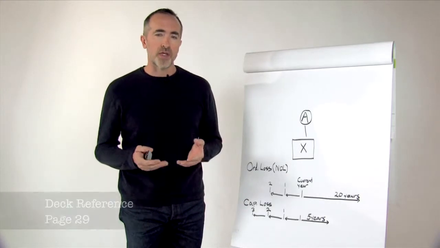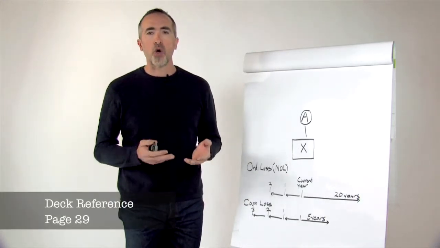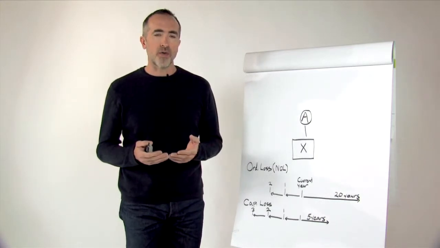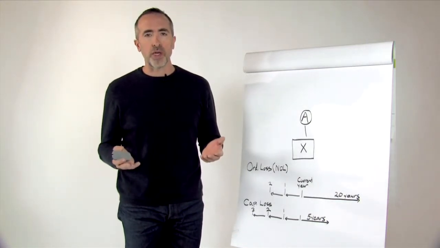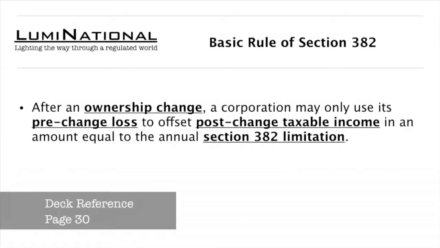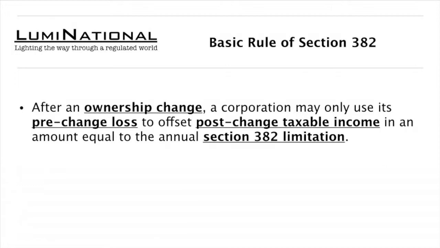Simply put, the target's historic losses are only as valuable as a reasonable rate of return would be on the investment in the company's other assets. The basic rule of Section 382 is that after an ownership change, a corporation may only use its pre-change loss to offset post-change taxable income in an amount equal to the annual Section 382 limitation.